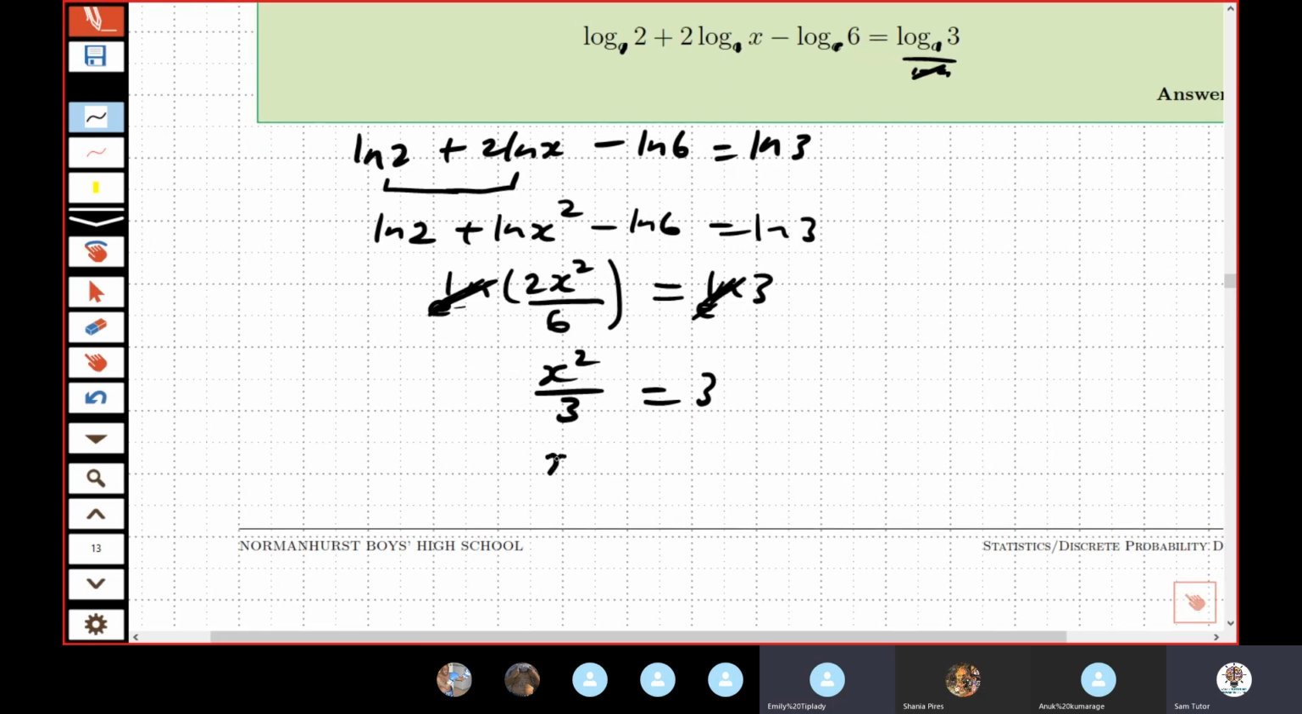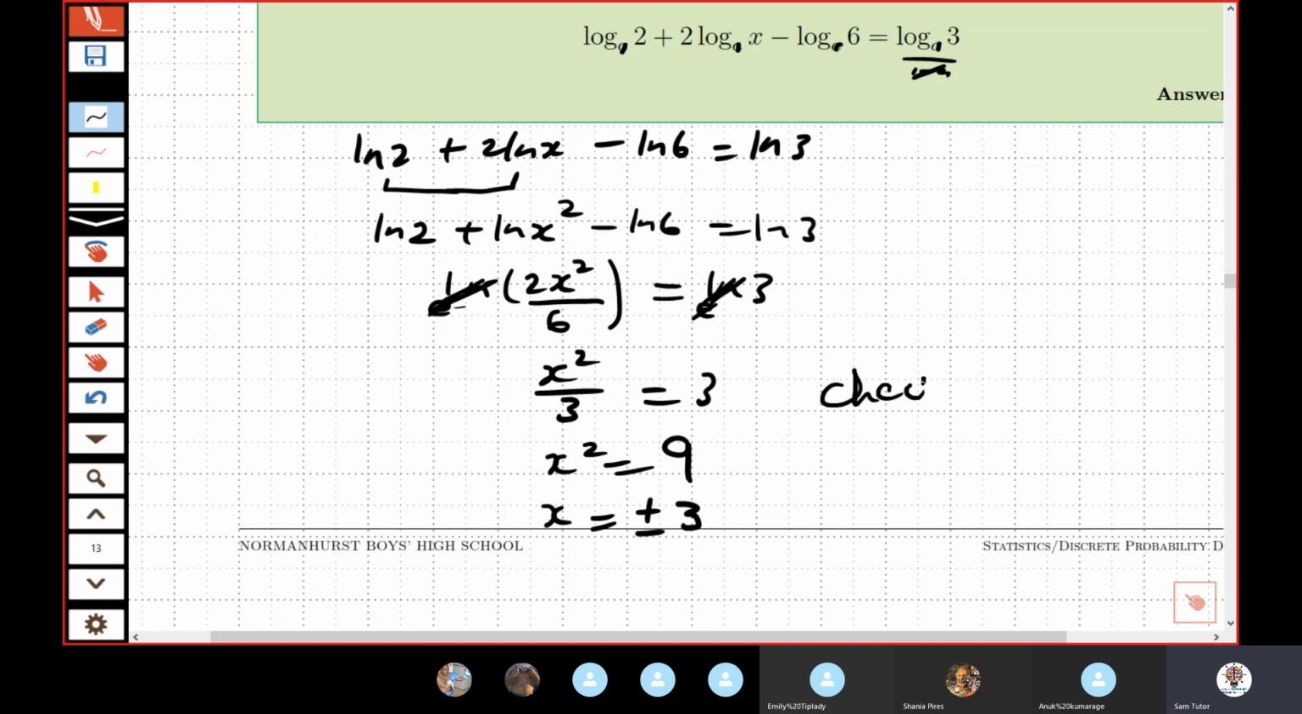Then don't you times the 3 over, so x squared equals 9, and then doesn't it equal 3? Careful. Oh wait, minus the 9 over. Oh, no, you were right. What's the opposite of squaring? A square root. And then what do you put right at the front? Plus minus. Yeah, good job. Plus minus 3.